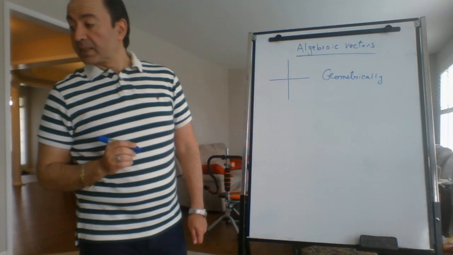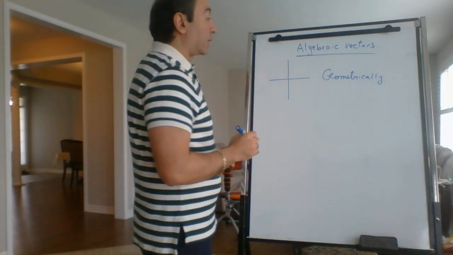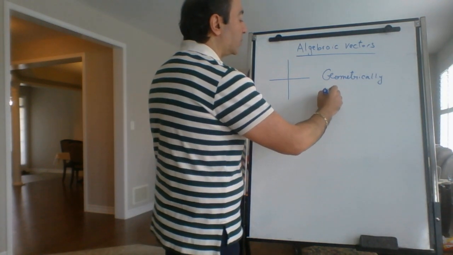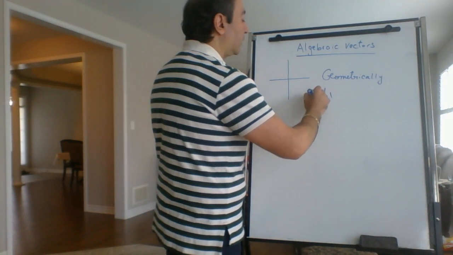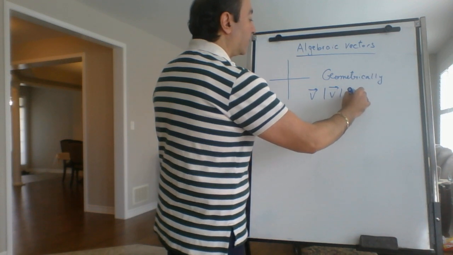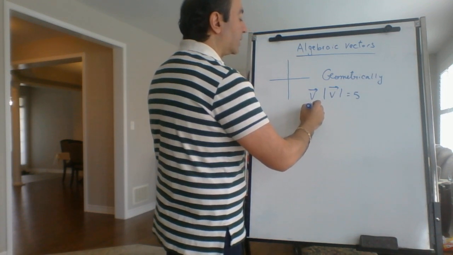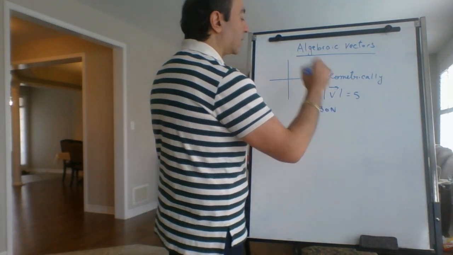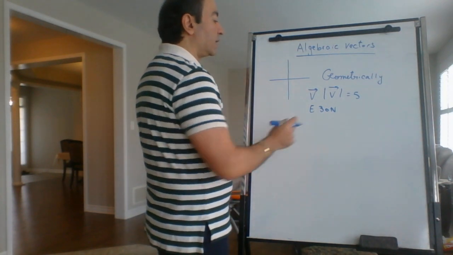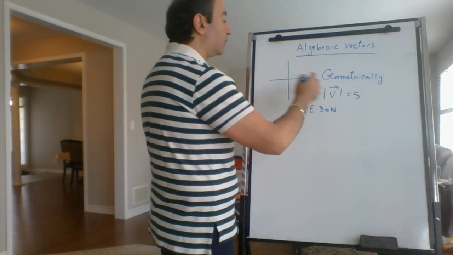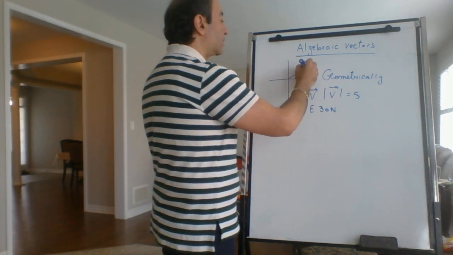How can we represent a vector geometrically? We did it by using two things. Let's say we have vector v. The magnitude of vector v is 5, and the direction is 30, so east, 30 north, something like that. So it is very easy. The angle gives me the direction, and the magnitude gives me the length. So I can represent this vector.